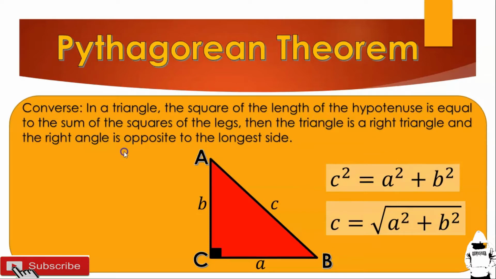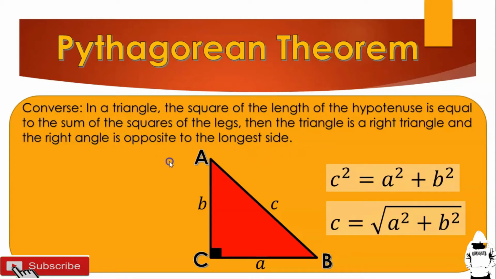So, let's have the converse of Pythagorean theorem. Itong converse na ito ay true din po siya. In a triangle, if the square of the length of the hypotenuse is equal to the sum of the squares of the legs, then the triangle is a right triangle and the right angle is opposite to the longest side.